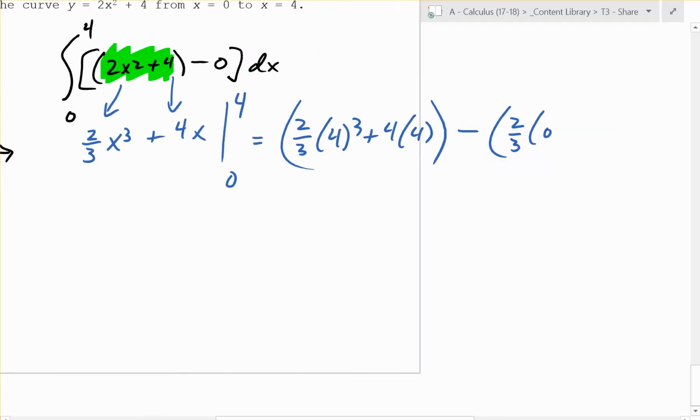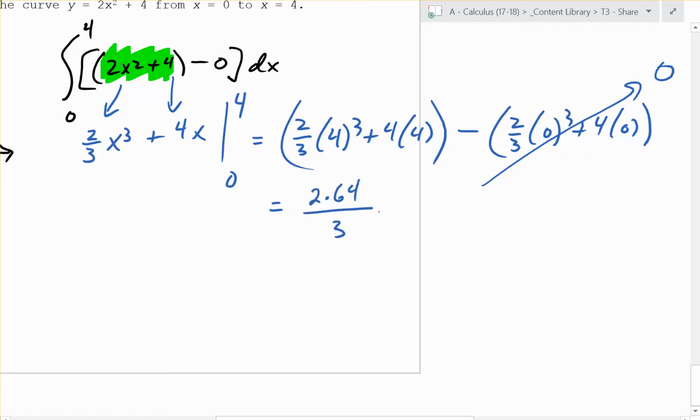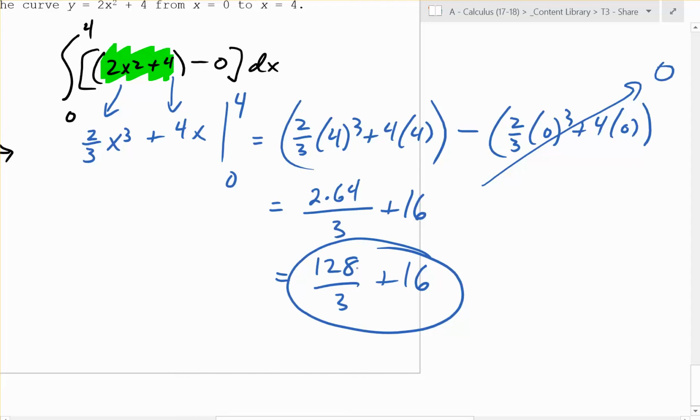And a lot of the time when you plug in 0, you're going to get 0. And that is the case right here. This is just 0. And when you do this out, you end up with 2 times 64 over 3 plus 16. 2 times 64 is 128 over 3 plus 16. You don't really need to go any further than that. That's fine. So that would be your area under the curve.